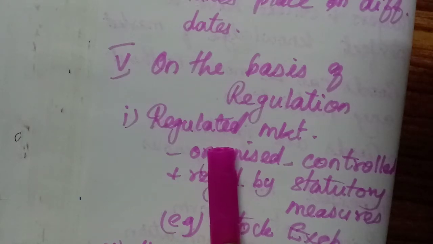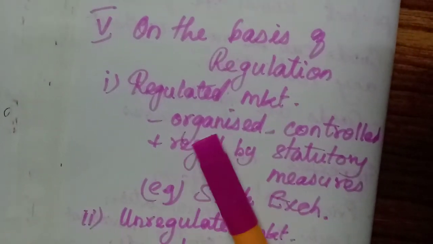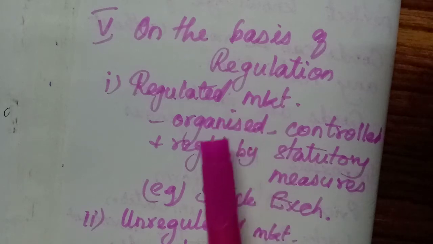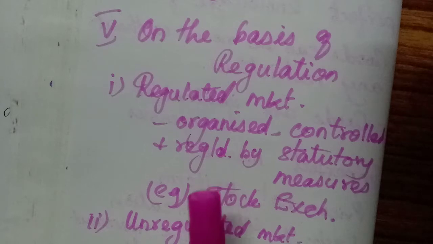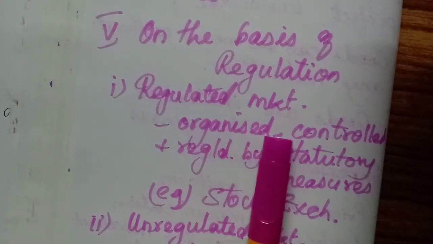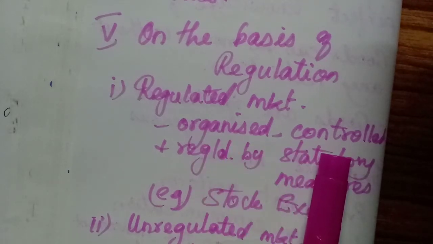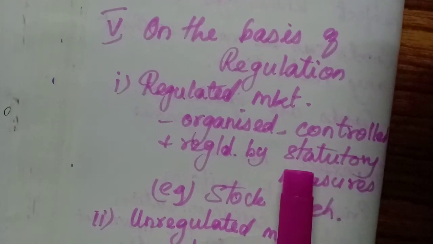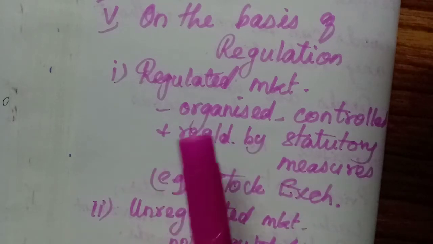On the basis of regulation, how these markets are regulated. Here, on the basis of regulation, it is divided into two: regulated market and unregulated market. Regulated markets are organized, controlled and regulated by some statutory measures. Statutory means some law or act will regulate these markets.